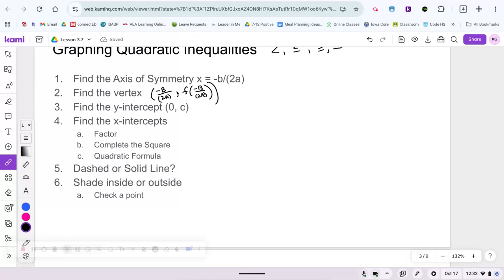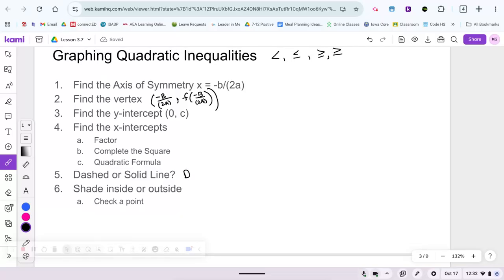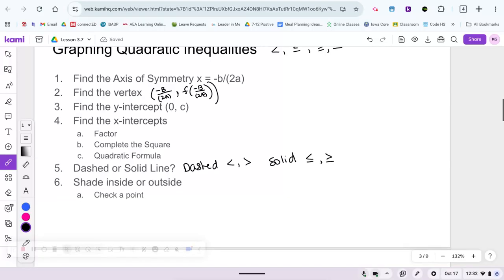And then the new part for these inequalities, remember, we're going to use a dashed line for our less thans or greater thans, and a solid line for the ones that are equal to. Then we're either going to shade inside of our parabola or outside of the parabola by checking a point in our equation and seeing if it's true, then including that point, or if it's not true, then we're not going to include the point.